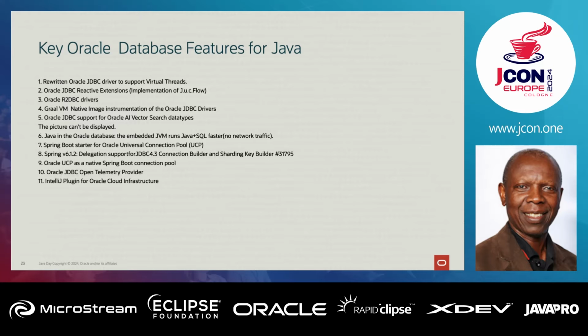R2DBC, GraalVM native image. Vector search, we now have support for AI vector search, which is a new thing in Oracle Database 23 AI, which was announced last week. I'm not going to talk about vector search AI here, but we do support it. We support the new vector type and new JDBC APIs. And then the JVM in the database, I already talked about it, the connection pool, support for sharding in Spring, and native and OpenTelemetry.